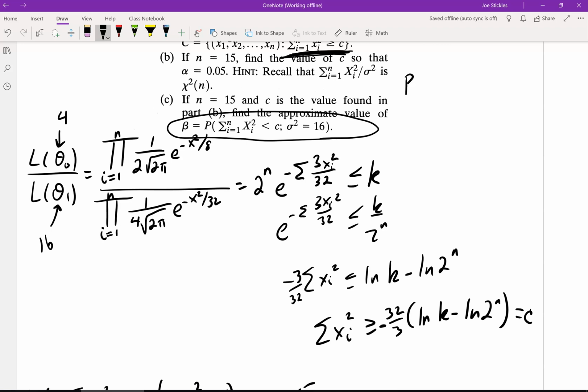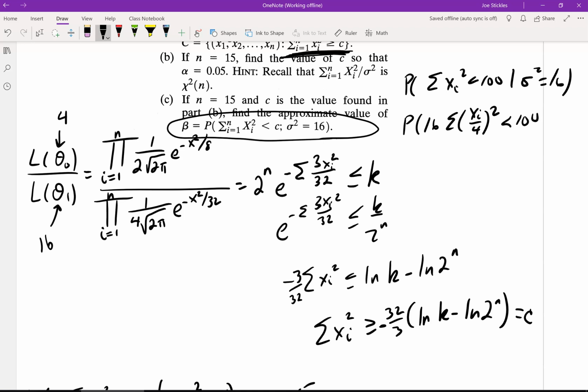So same idea here, probability that your sum of your x of i squared is less than 100 in this case. We just found the 100. Given that sigma squared is 16. So this will be the sum of x of i over 4 squared is less than 100, because again, the alternative hypothesis is true here. So instead of having a 4 in front, we're going to have a 16. That's what we want to calculate here.